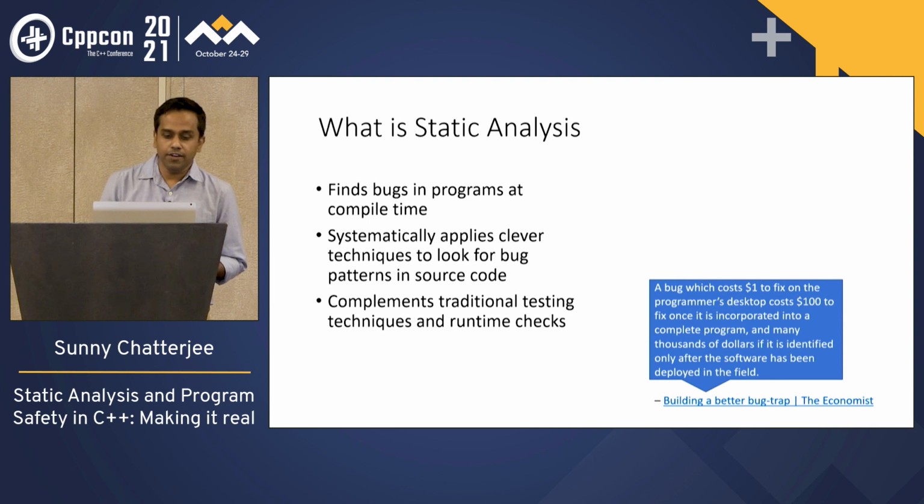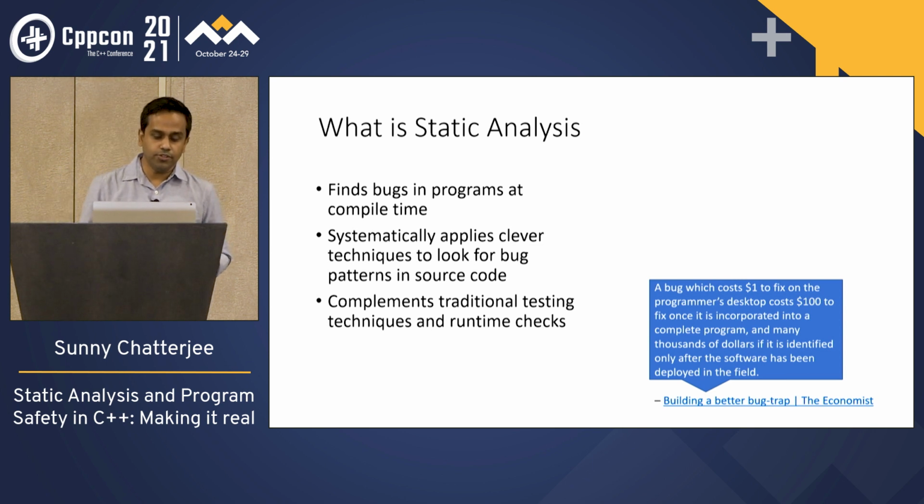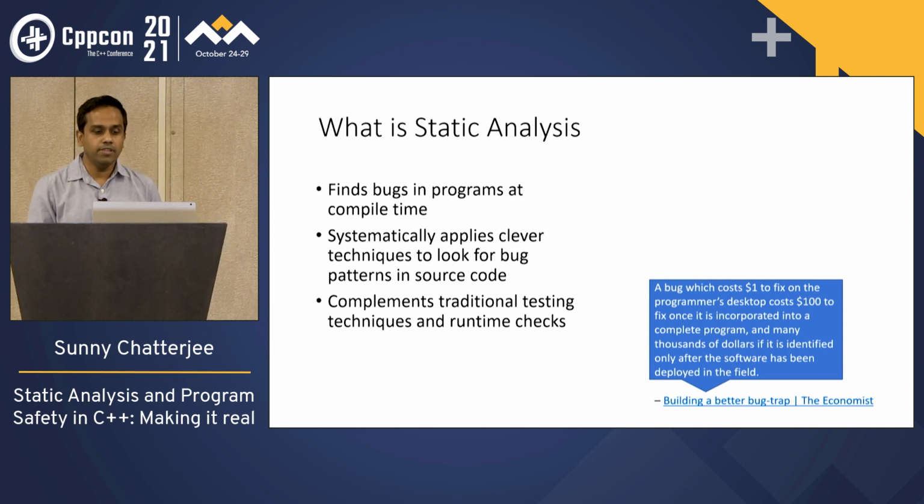Static analysis finds bugs in your programs at compile time. What it does is systematically apply some clever algorithms to look for certain bug patterns in source code and point them out to you. As you know, in a program there can be a number of paths. In fact, the number of paths explodes with every branch. So if you try and explore every path in the program, it probably won't be a scalable solution. You have to be clever and apply certain heuristics to only explore those paths where you see certain properties that you are interested in change.